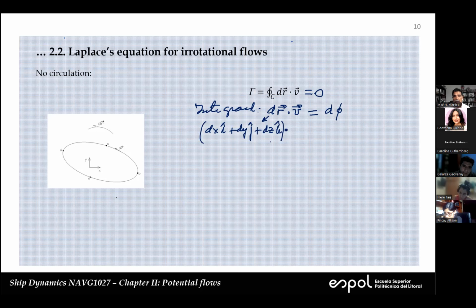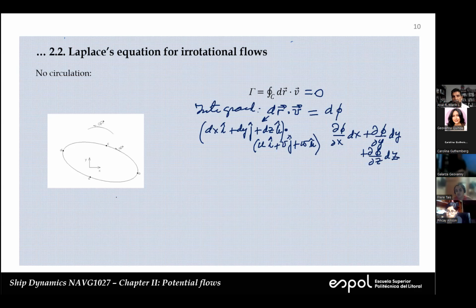And this is the dot product with the velocity. The velocity has three components, ui plus vj plus wk. So we're going to get the dot product of that. And the differential of phi, this function, is going to be the derivative of phi with respect to x dx, plus the change in y, plus the change in z.